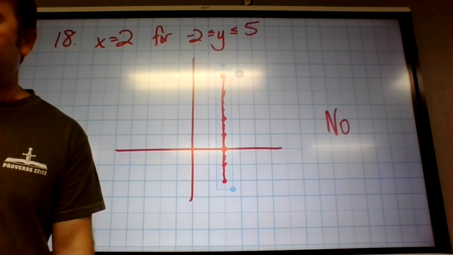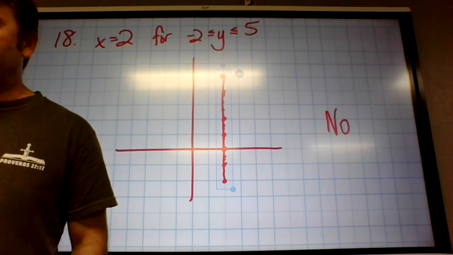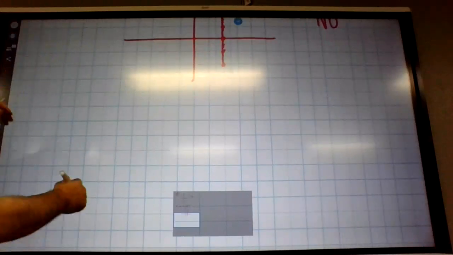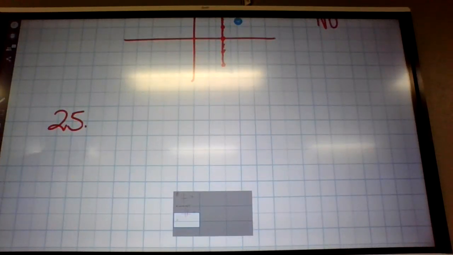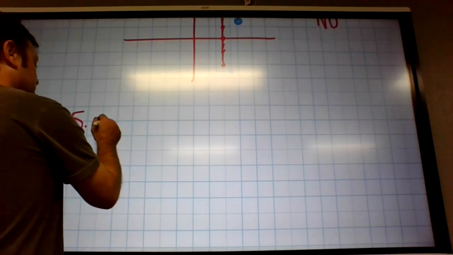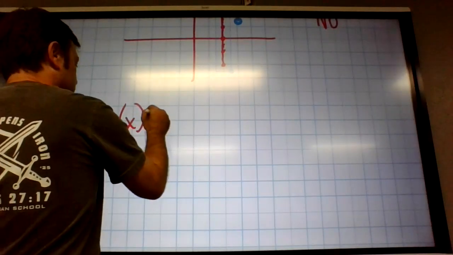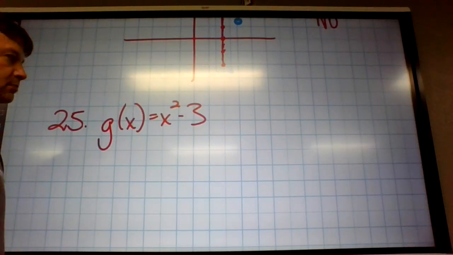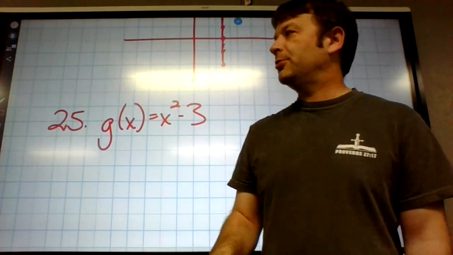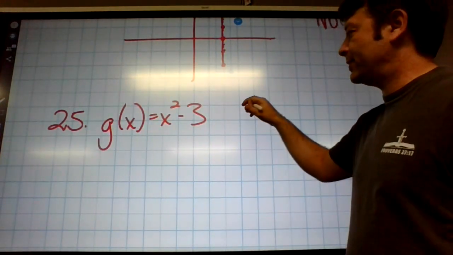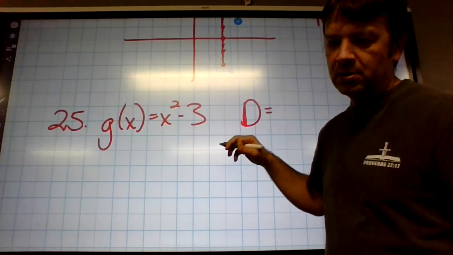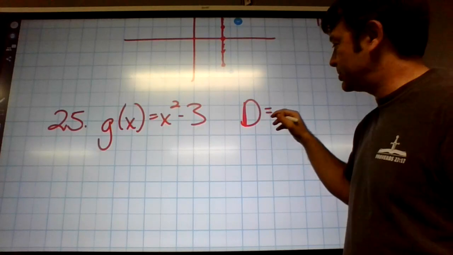Okay. On 25, 26, 27, I'll just do 25 with you guys. You can graph it yourself. Not really anything new here. It's just kind of the same old thing. G of x equals x squared minus 3. You can do it on normal paper if you want to. 27 is graphing. The domain is -2, -1, 0, 1, 2.